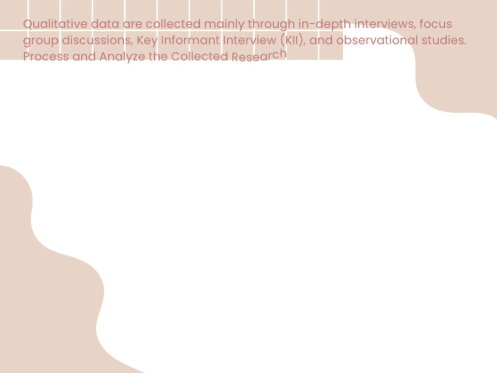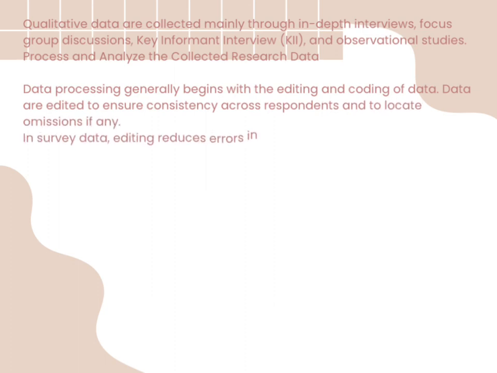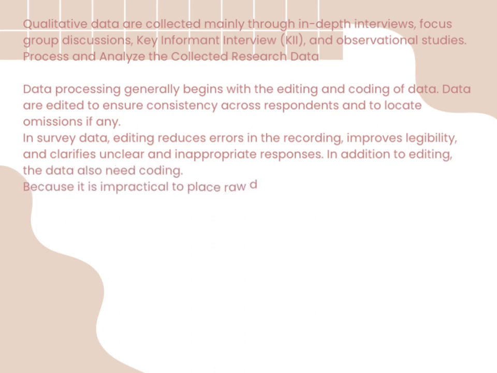Process and analyze the collected research data. Data processing generally begins with the editing and coding of data. Data are edited to ensure consistency across respondents and to locate omissions, if any. In survey data, editing reduces errors in the recording, improves legibility, and clarifies unclear and inappropriate responses.